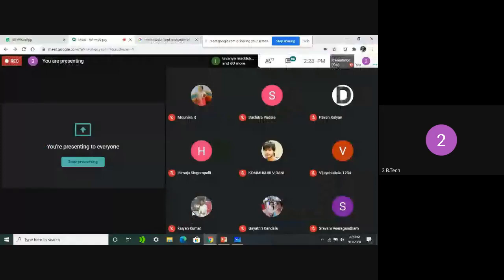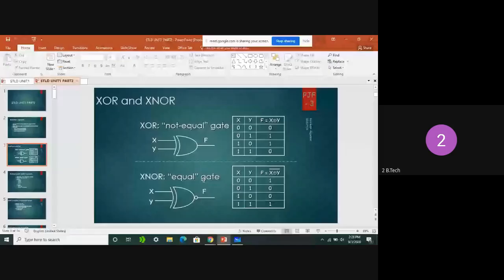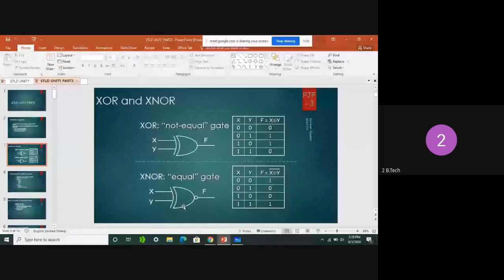And what is the XNOR operation? XNOR is the equal gate. Already we mentioned what is the equal gate, what is the similar gate and what is the dissimilar gate. Both names are given to the XOR gate and XNOR gate. So if both inputs are equal, then it is going to produce maximum output. Clear? This is the XOR gate and XNOR gate, and the XOR gate is also called the exclusive OR gate.